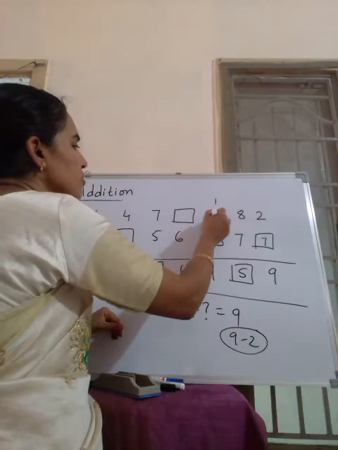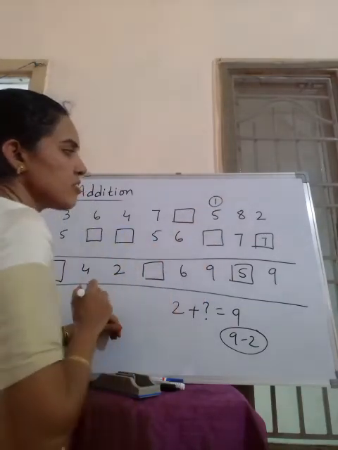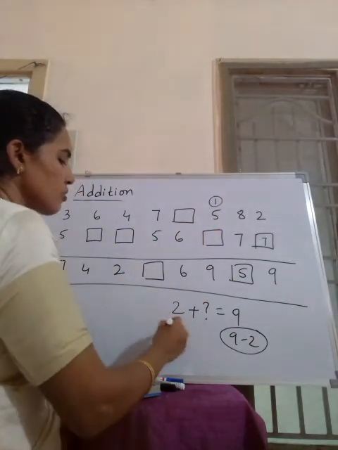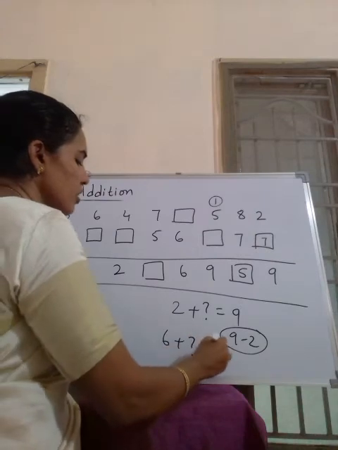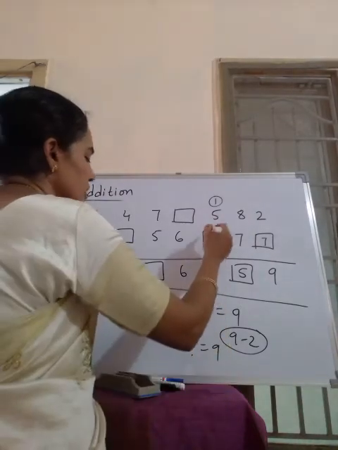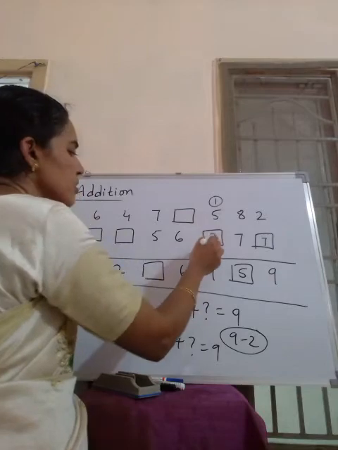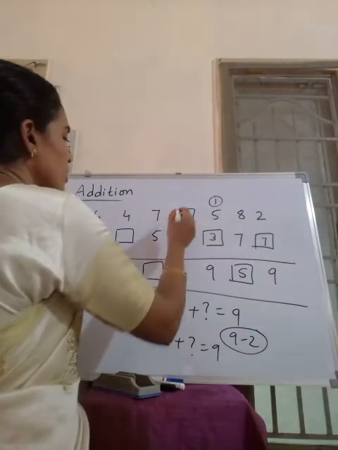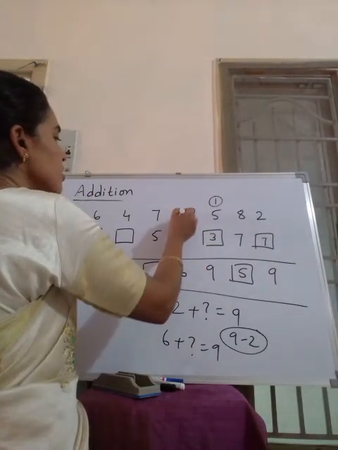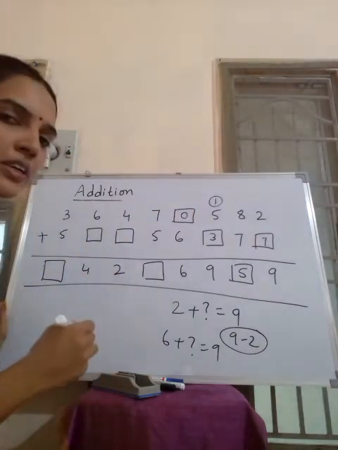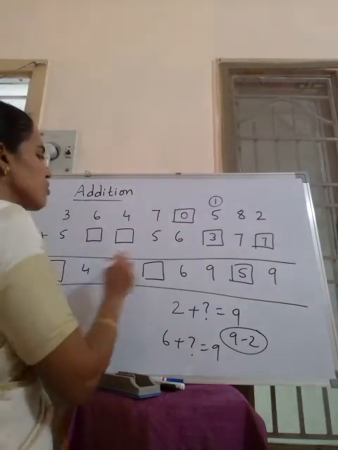Now 1 plus 5, we can add 1 and 5, it is 6. 6 plus which number gives 9? Again 9 minus 6, that is 3. 6 plus 3 gives 9. Now 6 plus what gives 6 again? 0, the additive identity. 6 plus 0 is 6 only.